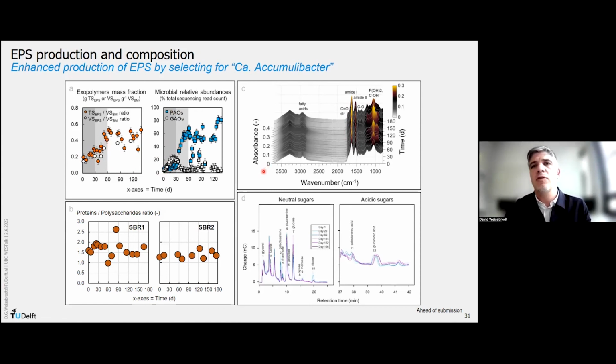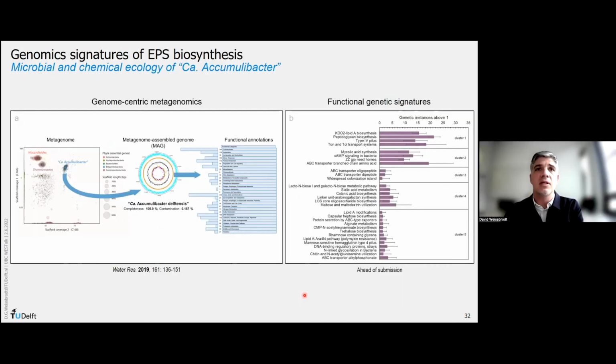We can follow with FTIR spectroscopy the composition of the polymers at different time points. We can measure proteins, we can measure polysaccharides, and calculate their ratio. And with the chromatographic method developed by Simon, we can analyze these neutral sugars and acidic sugars to sequence the EPS. So with all these methods, we can track the microorganisms and what happens in the reactor, and we can look at what happens in the EPS.